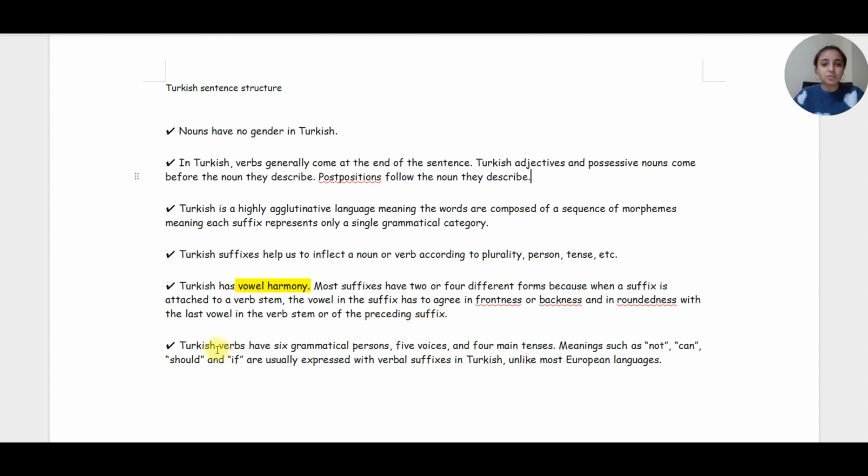And next one, Turkish verbs have 6 grammatical persons, 5 voices, and 4 main tenses. Meanings such as not, can, should, and if are usually expressed with verbal suffixes in Turkish, unlike most European languages. And you will see modal forms; modal verbs are most of the time a suffix for us, not a specific word. Okay, I'm turning back the slide.